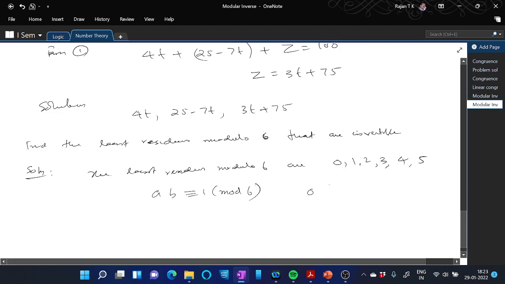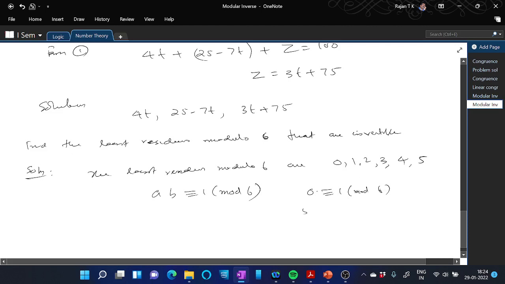Now is 0 invertible? Let us see. 0 into what number is congruent to 1 mod 6? 0 into any number is 0. 0 minus 1, minus 1, is not actually divisible by 6. Therefore, 0 is not invertible.